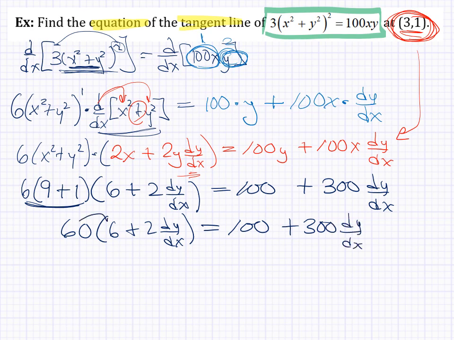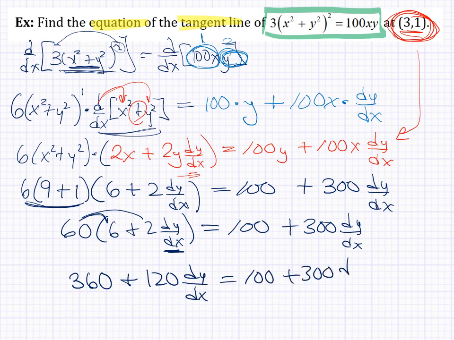Then this 60 is going to have to distribute in here, because this dy dx that's sitting right here is kind of embedded inside this parenthesis, so I have to get it out by distributing this in first. So that will give me 360 plus 120 dy dx equals 100 plus 300 dy dx.